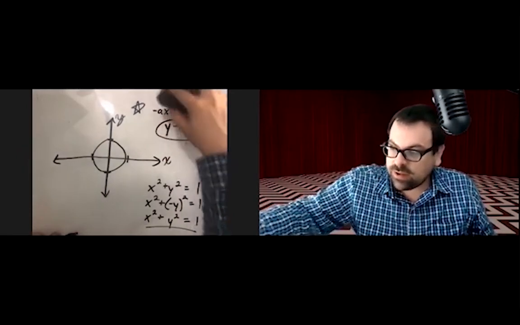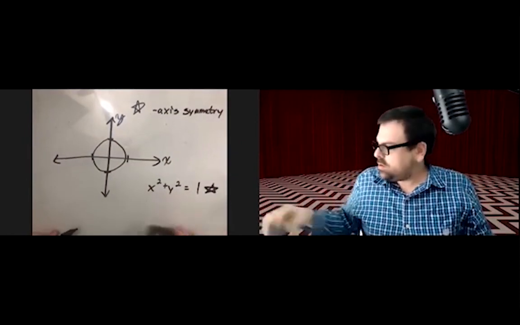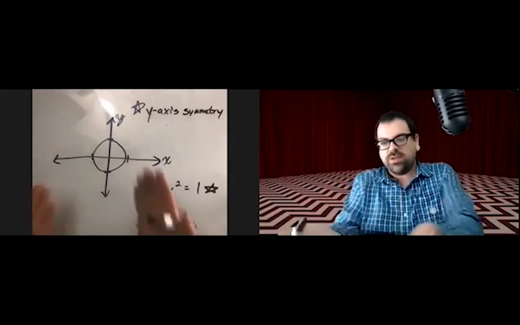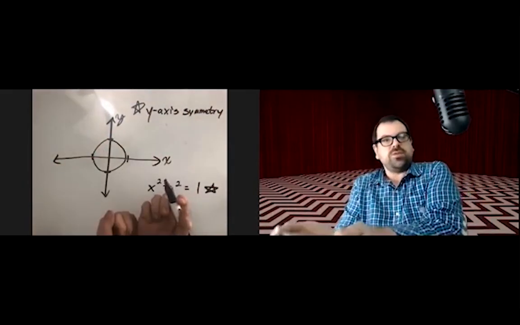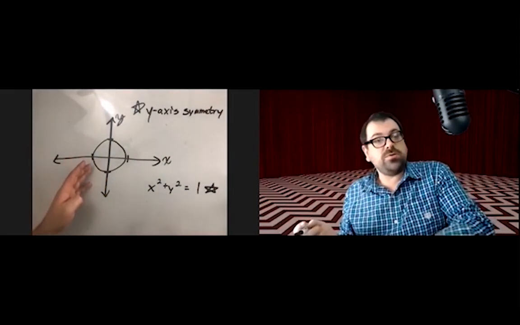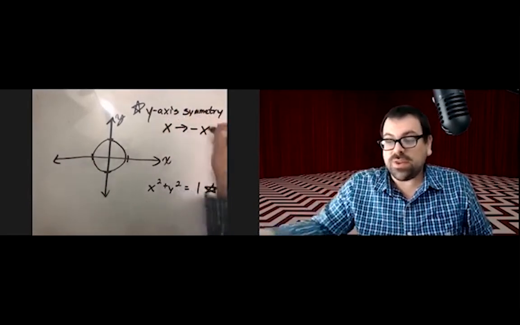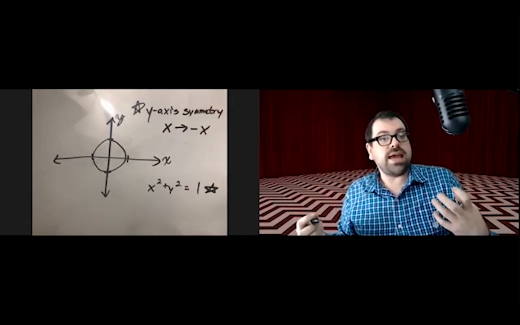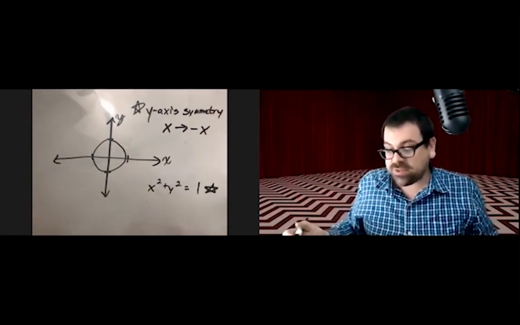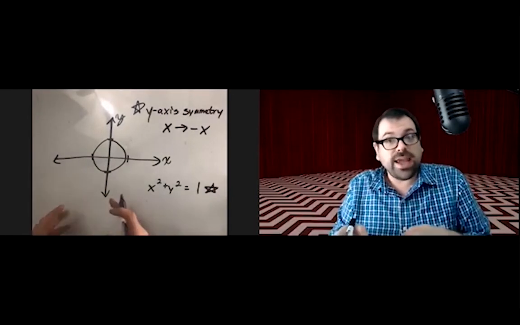Y-axis symmetry, same logic. The stuff on the left exists on the right. The stuff on the right exists on the left. That means all x values also have their opposite. We're replacing x with negative x and seeing that we get our original equation back. So same equation, same circle. We know it has x and y axis symmetry by looking at it.